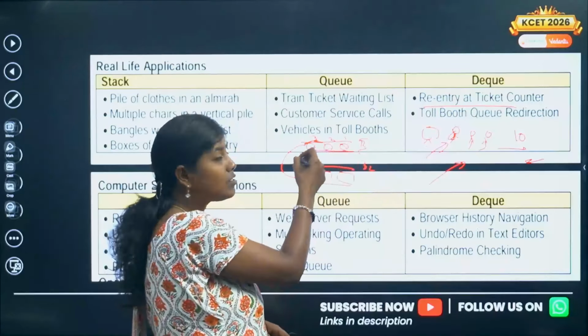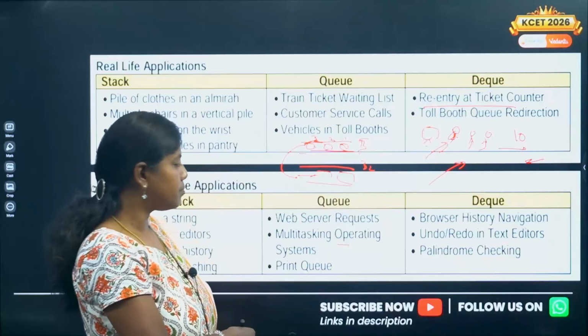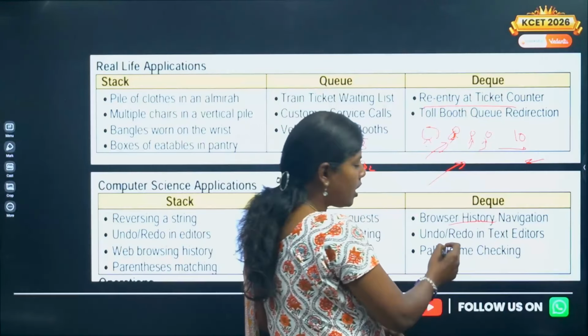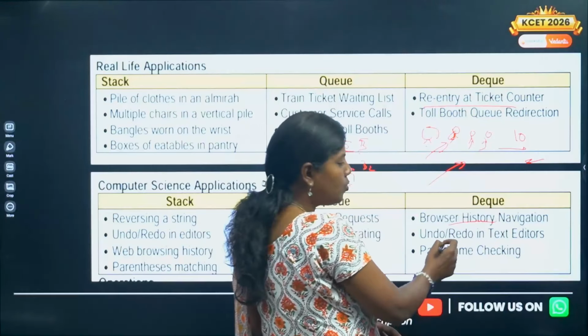So we'll just see the computer science applications. Reversing a string, undo, redo in editors, web browsing history, parenthesis matching are some of the examples for stack. And for queue we have web server requests, multitasking, operating system print. When you're giving print and all, it basically follows the queue principle. And browser history, navigation, undo, redo in text editors, palindrome checking. We'll go into detail with palindrome checking using deque now. Clear? So we'll go for the next slide.